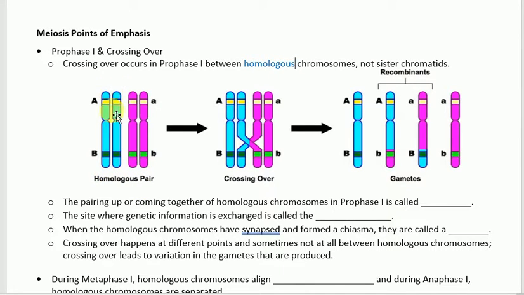So we've got mom over here, we've got dad right here, or vice versa, however you want to label it. But one is mom, one is dad. And you can see that these homologous pairs, the crossing over is happening there, not between sister chromatids. So that recombination is going to end up with variation.